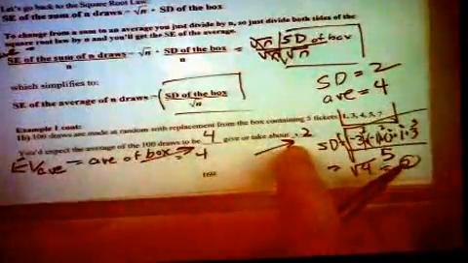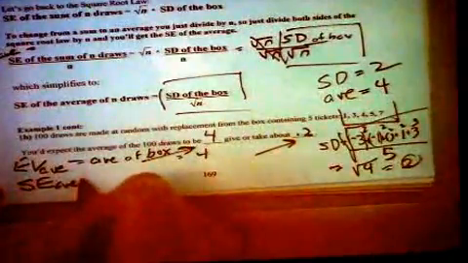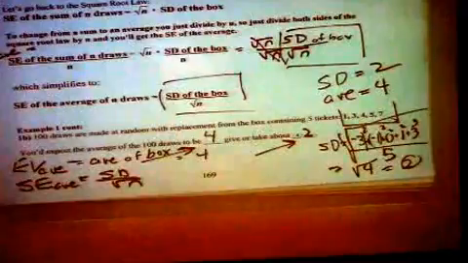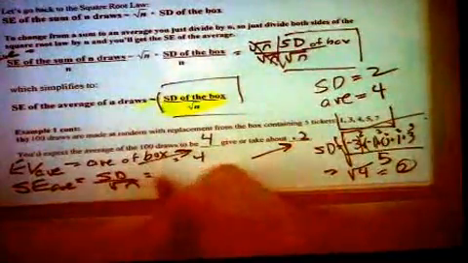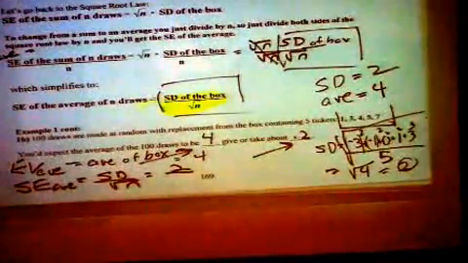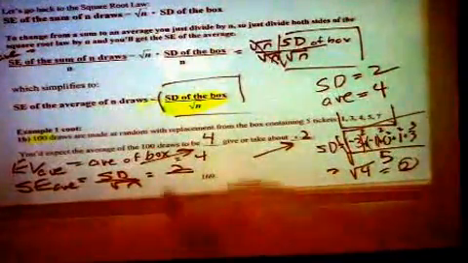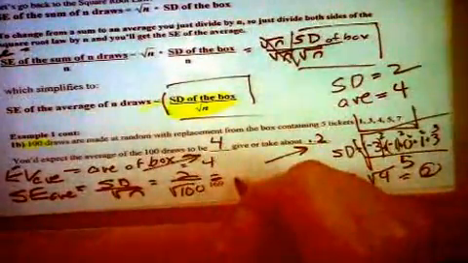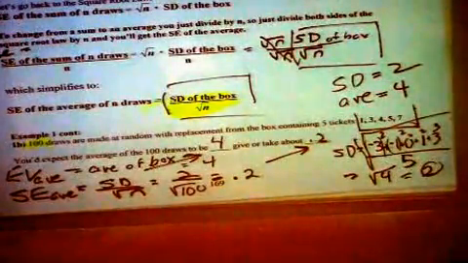Now, how did you get this? You got this by saying the standard error of the average is SD divided by the square root of n. It's this right here. Which is 2 divided by, there's your n, 2 divided by the square root of 100, which is 2/10. That's how you got that. Any questions? All right, so let's turn the page.